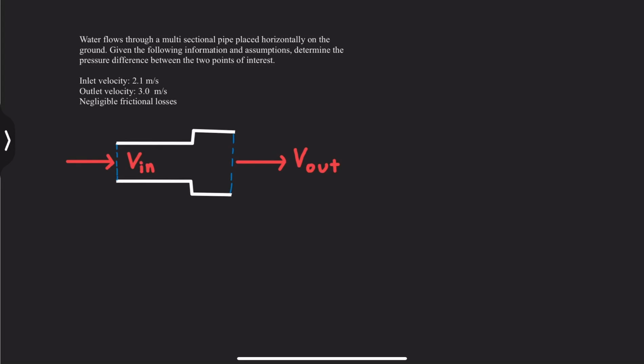Alright, so in this problem we're told that water is flowing through a multi-sectional pipe horizontally on the ground, and we know that the inlet velocity is 2.1 meters per second, the outlet velocity is 3 meters per second, and we can neglect the frictional losses.